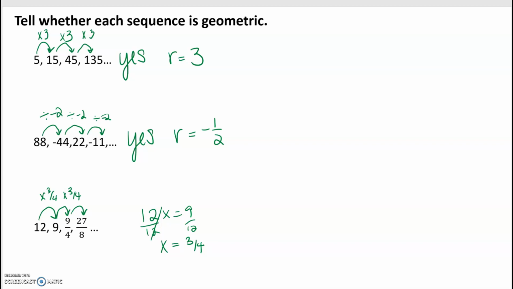So what I really want to make sure of is that I'm not just assuming that the same thing works every time. So on this one, I'm going to do the same thing and get 9x equals 9/4. So I want to make sure that when I solve, I actually end up with the same thing. So I notice on this one that I don't. When I do this, I end up with 1/4 instead, which means this is instead being multiplied by 1/4. So since it is not the same every time, this is not geometric.